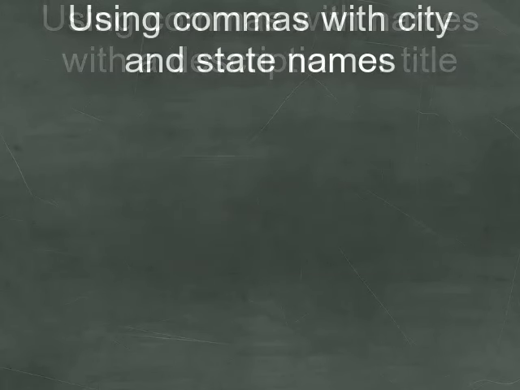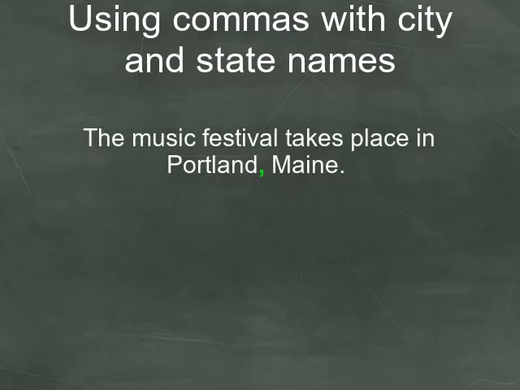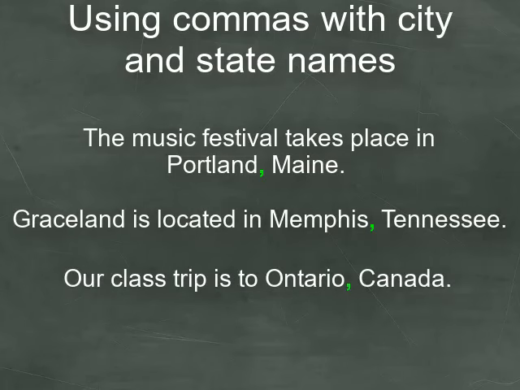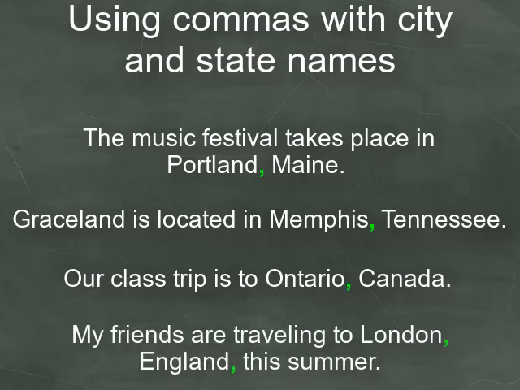When the name of a city is followed by a state, the name of the state is surrounded by commas. This also happens to the names of countries when they follow states or cities. For example, the music festival takes place in Portland, Maine. Graceland is located in Memphis, Tennessee. Our class trip is to Ontario, Canada. My friends are traveling to London, England this summer.